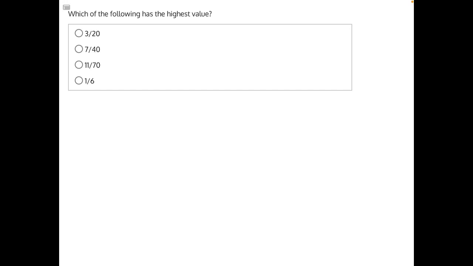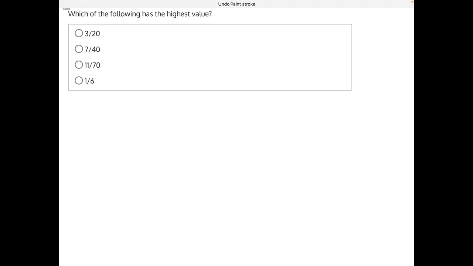To solve this question, we need to look through our answer choices and figure out which one has the highest value. Now, this problem is going to be a bit tricky because all of our numerators are less than their denominators. So we can't use any comparisons to the whole number 1 to help us eliminate answer choices. We also can't get common denominators to compare these fractions because finding a common denominator between 20, 40, 70, and 6 is going to be very challenging.